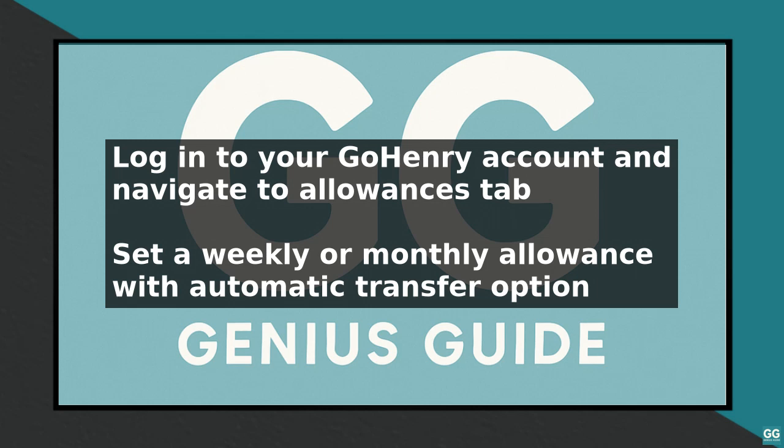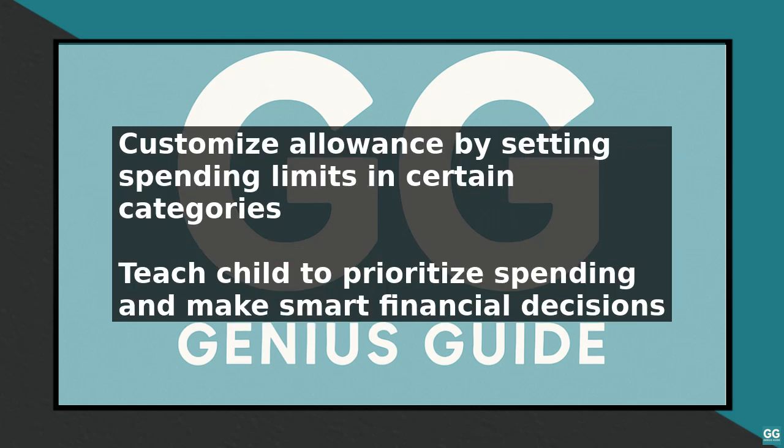Here, you can set a weekly or monthly allowance for your child, which will be automatically transferred from your account to theirs. You can choose to pay the allowance on a specific day of the week or month, and you can also set a specific amount.